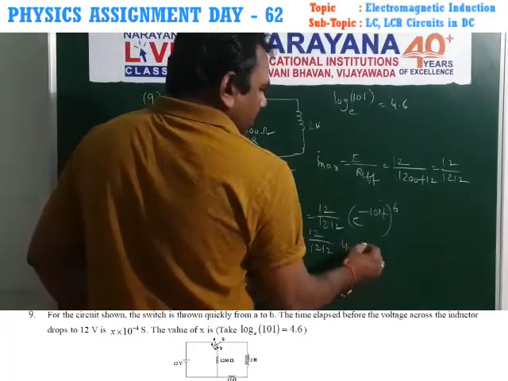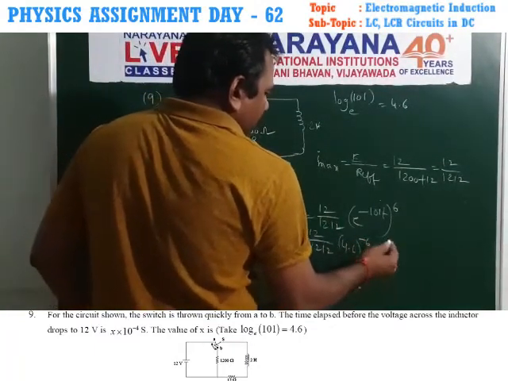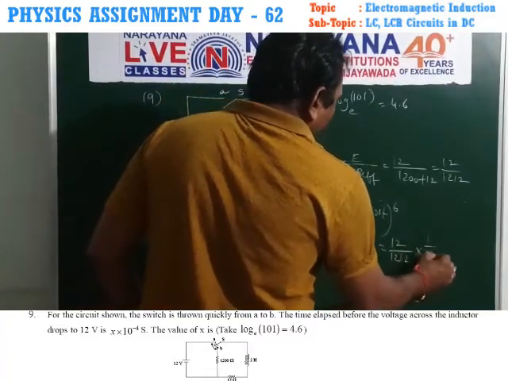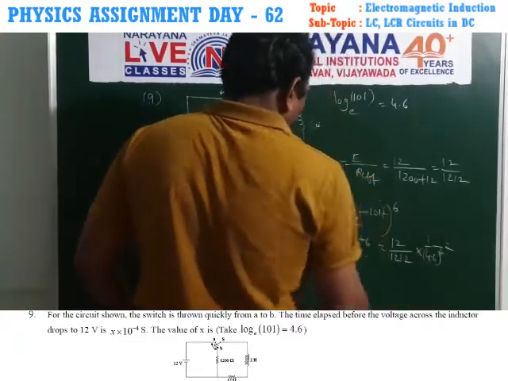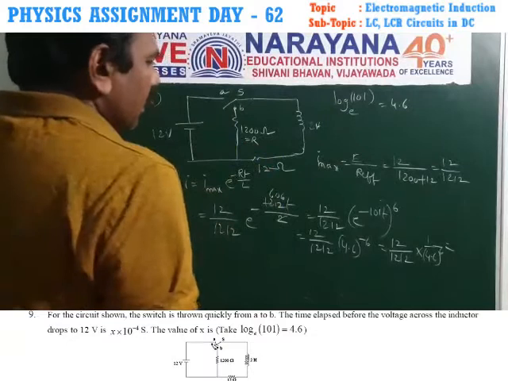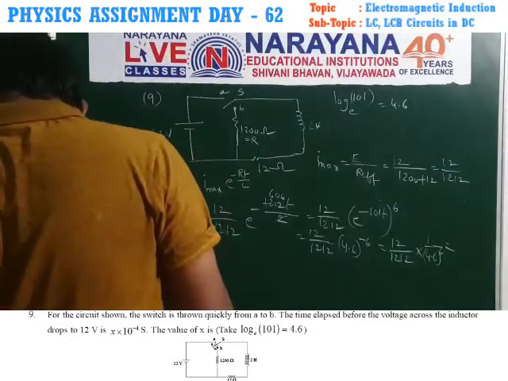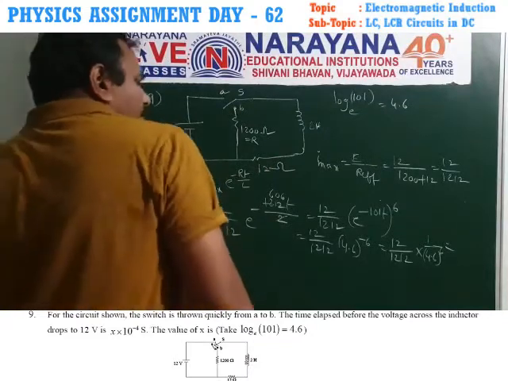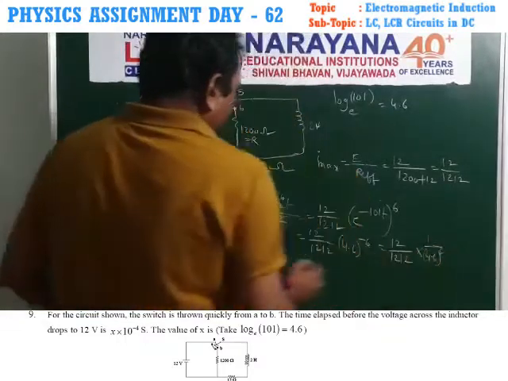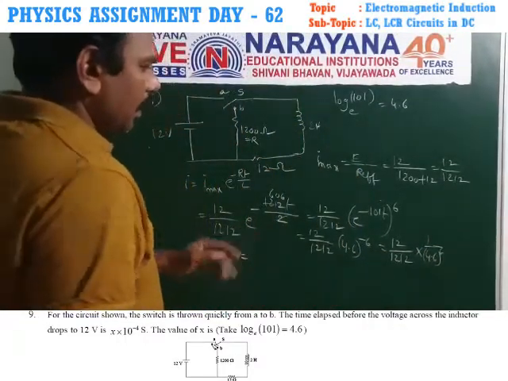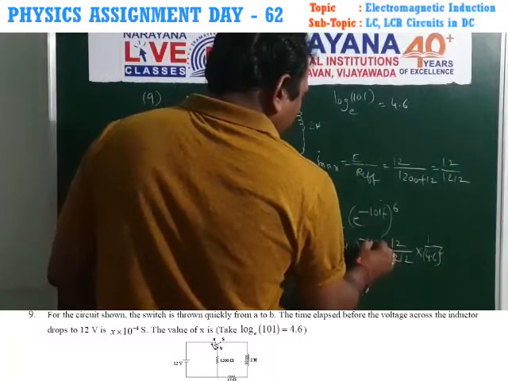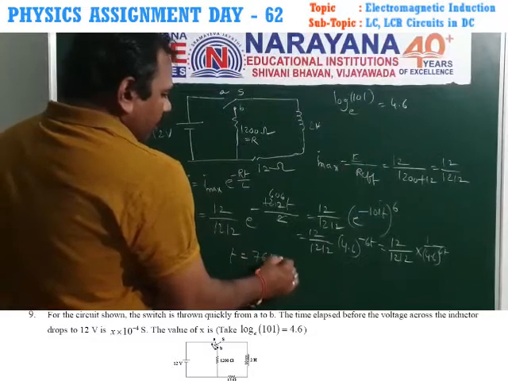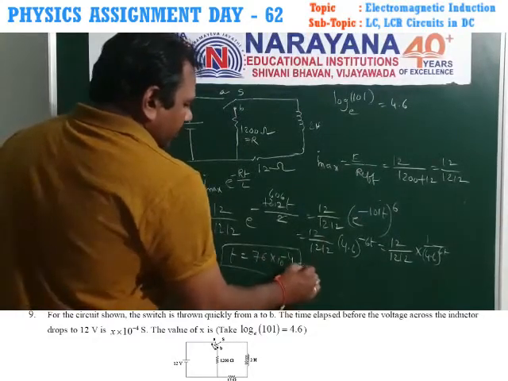4.6 whole power minus 1 by 6. That is 12 by 1212 into 1 by 4.6 power 6. So by calculating this, we get a time value t which is equal to 76 into 10 power minus 4 seconds.